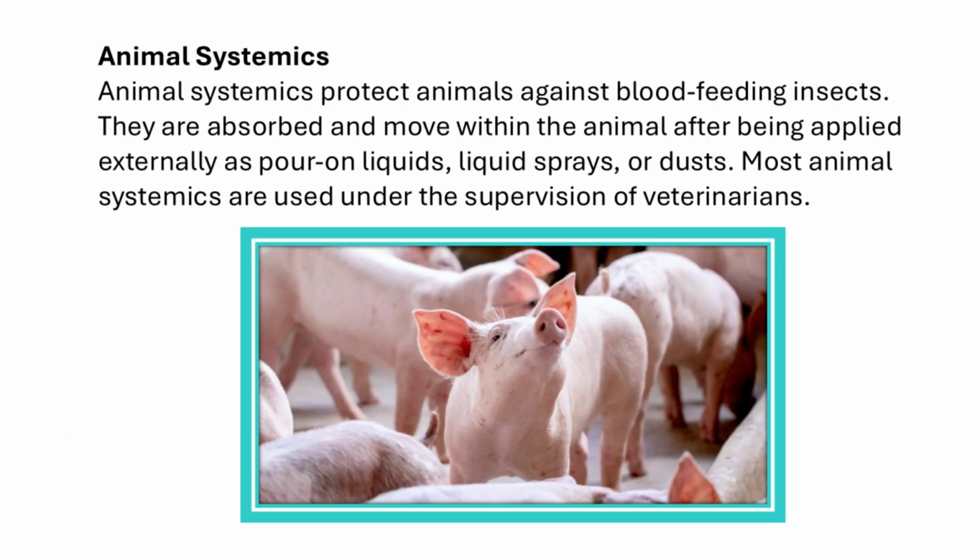Animal systemics. Animal systemics protect animals against blood-feeding insects. They are absorbed and move within the animal after being applied externally as pour-on liquids, liquid sprays, or dust. Most animal systemics are used under the supervision of veterinarians.